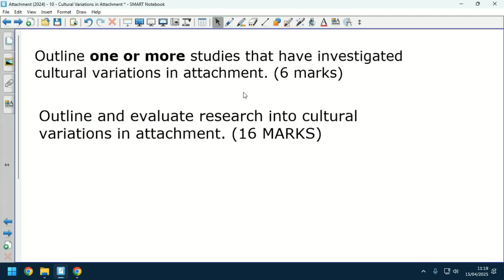Okay, these are two questions that are very similar, but we see one of them is only 6 marks. It just simply says outline. But the reason I put them together is because of this idea of studies or the idea of research. And students do tend to panic about this. Okay, so the first one is pure knowledge.